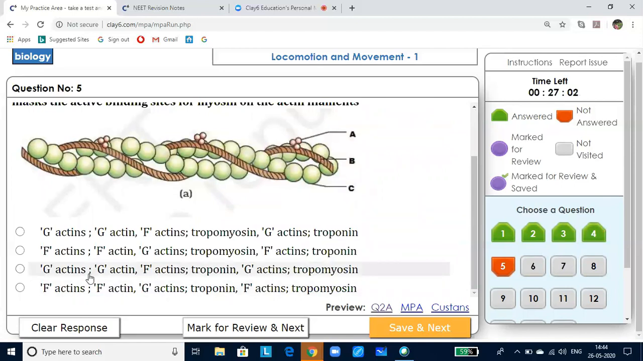So it is the F actin, first one. So if you look at it, you had two things. F actin, F actin, G actin. First is tropomyosin, F actin and troponin. So this is the choice.